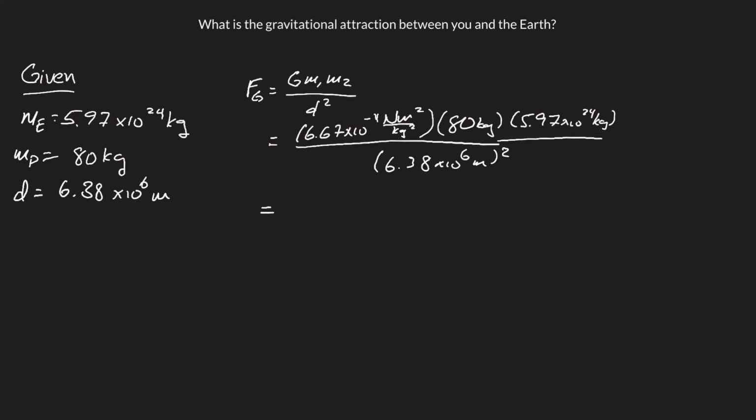Putting that into a calculator nets us approximately 783 newtons. So that's the gravitational attraction between an 80 kilogram person and the Earth. We can take this one step forward though, and what if we're asked to find the gravitational field strength? So the gravitational field strength is just the force of attraction per unit mass.